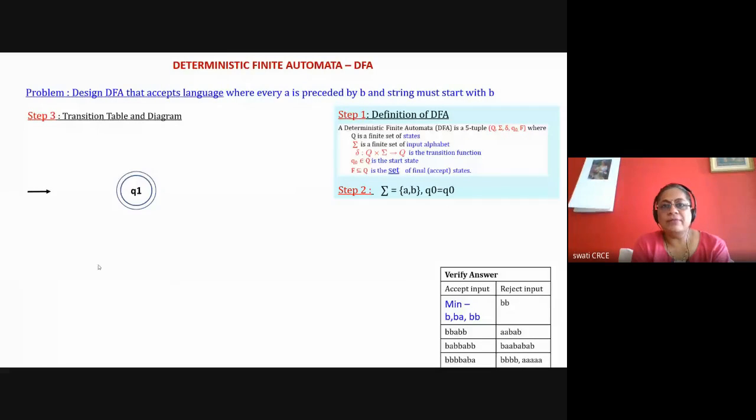Now the next problem is about every A is preceded by B and string must start with B. Okay. So string should start with B. So in Q0, Q0 is the initial state. It will start with B and it will go to the final state. Okay, this is the minimum diagram. Now, if there is any A, it should be preceded by B. So, what should I do now? In Q0, if there is any A, can you write in Q0 if there is any A? Dead state. Correct.